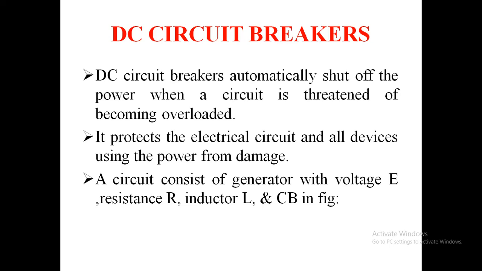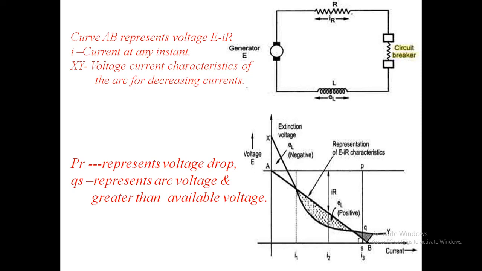A DC circuit breaker can automatically shut off the power when a circuit is threatened with becoming overloaded. It also protects the electrical circuit and all the devices using power from damage. A circuit consists of a generator with voltage, resistance, inductance and a circuit breaker. It is explained with the circuit diagram.